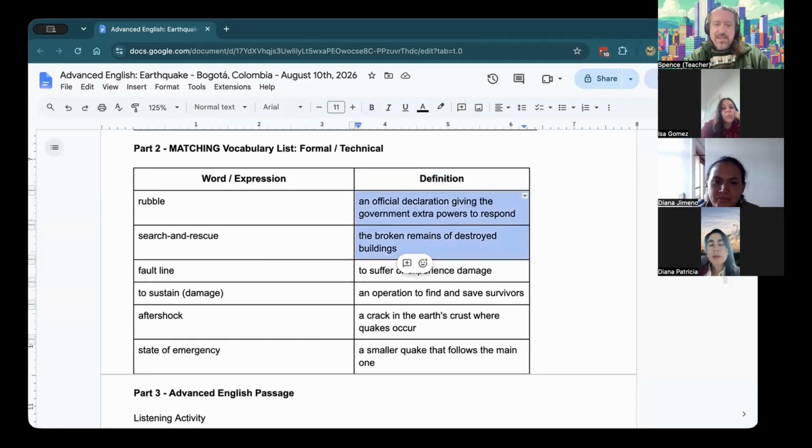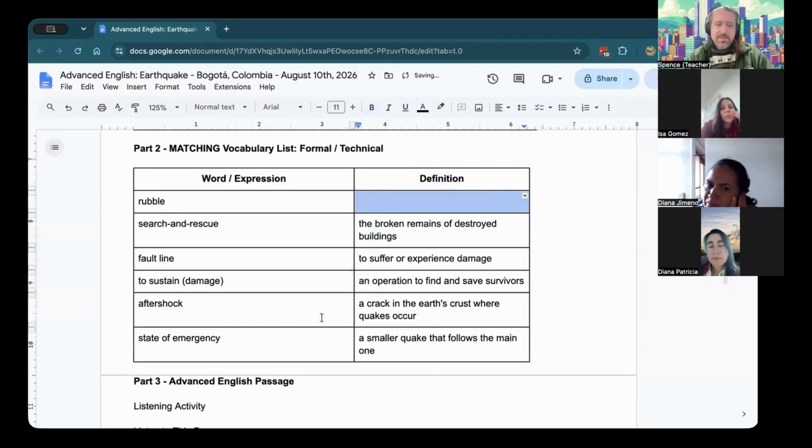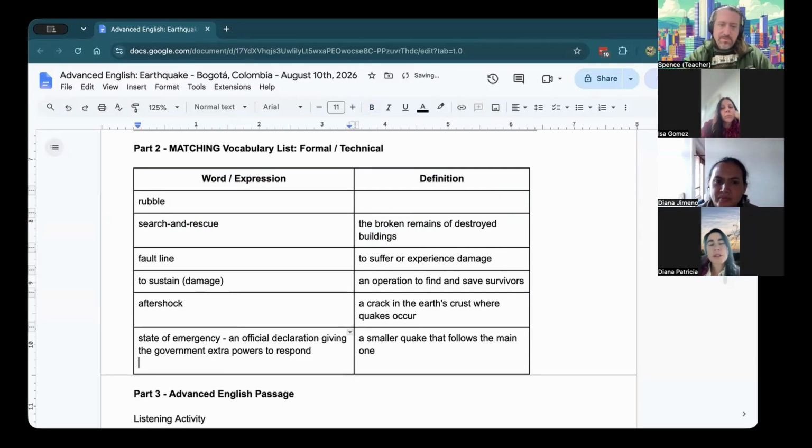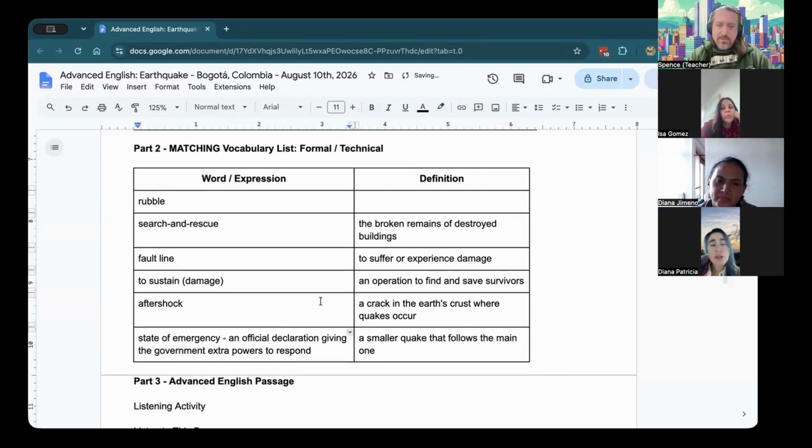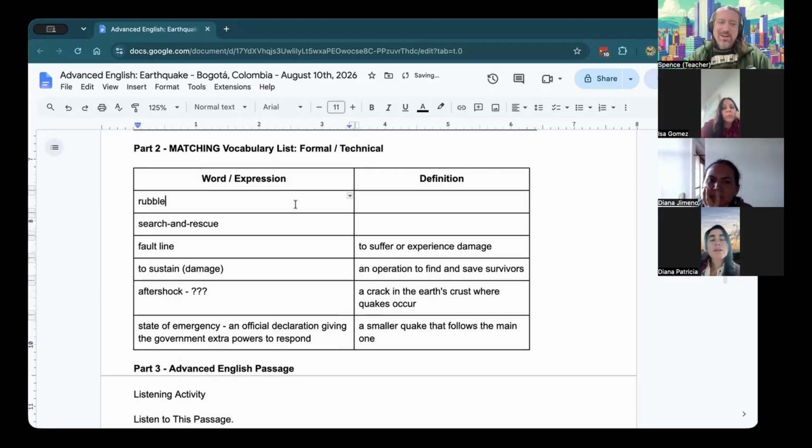Okay, Diana Patricia, next one. The broken remains of destroyed buildings. Aftershock. In this case, no. Do you want to guess again? To sustain damage. I don't know. Okay. So in this case, broken remains of a building is going to be rubble. I thought that word would probably not be familiar to you guys.